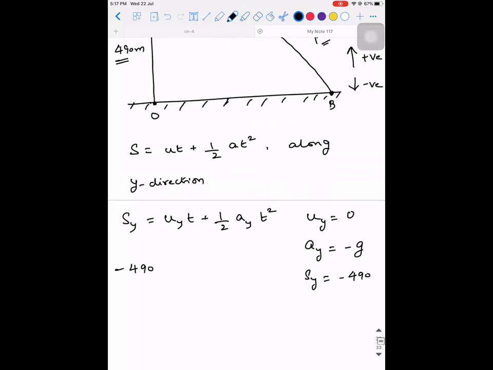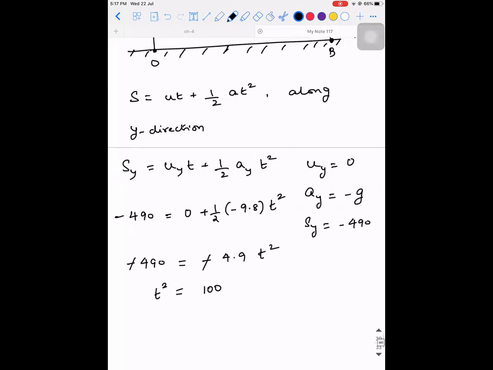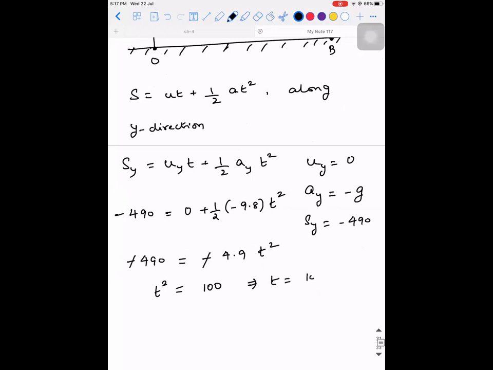Minus 490 is equal to, what is the value of uy? It is 0. Plus half into acceleration, which is minus 9.8. You can ask me why I use 9.8: it is because 490 is a multiple of 9.8, into t square. So minus 490 is equal to minus 4.9, because 9.8 by 2 is 4.9, into t square. Minus and minus will get cancelled. T square will be equal to 100. So what will be the value of time? It will be 10 seconds.